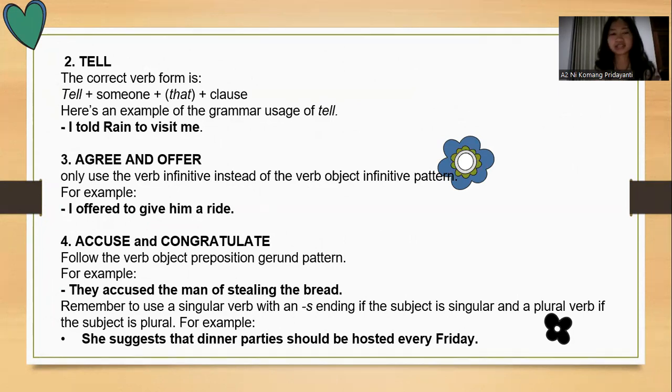And then the next is agree and offer. Only use the verb in infinitive instead of the verb object infinitive pattern. For example, I offered to give him a ride. And then next is accuse and congratulate. Follow the verb object preposition gerund pattern. For example, they accused the man of stealing the bread.